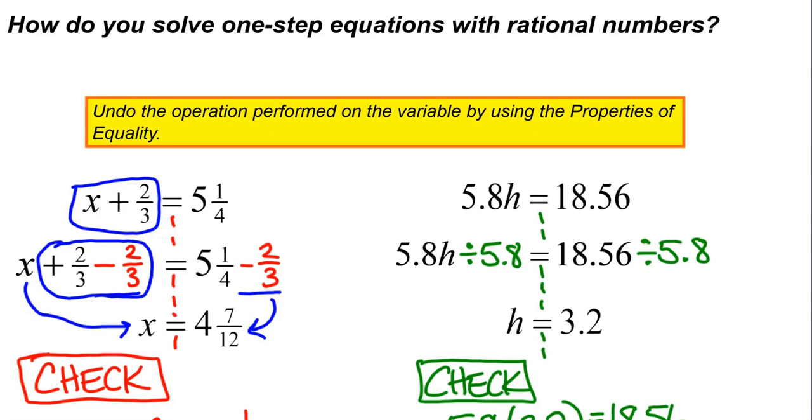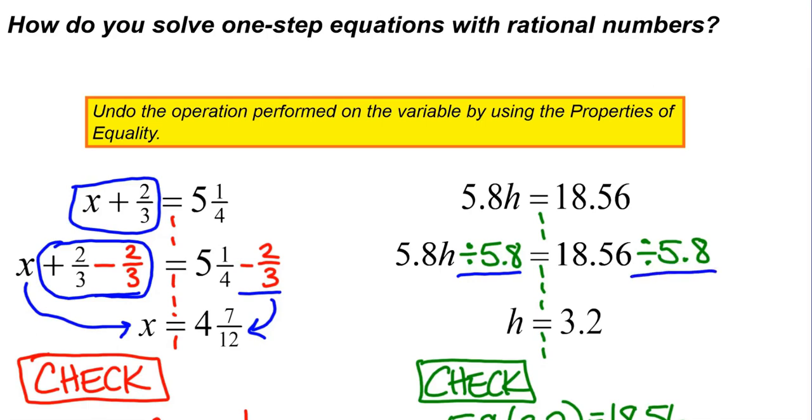Next one is a multiplication problem with decimals. Here we have 5.8h, which means 5.8 times h equals 18.56. And again, h is being multiplied by 5.8, so I want to undo that operation using the opposite or the inverse operation. So the opposite of multiplying by 5.8 would be dividing by 5.8. So that's why I divided by 5.8.